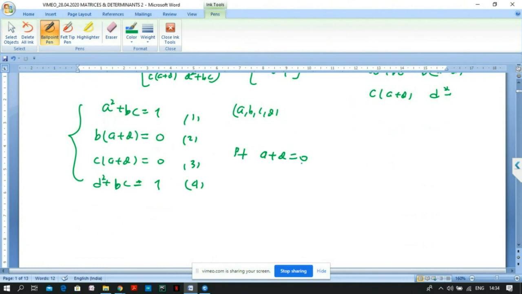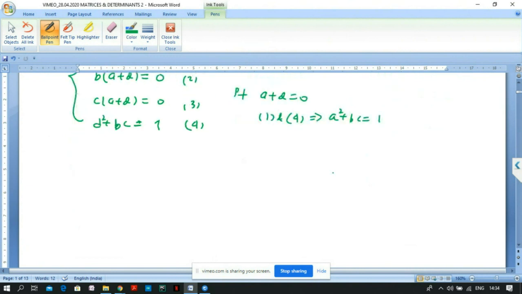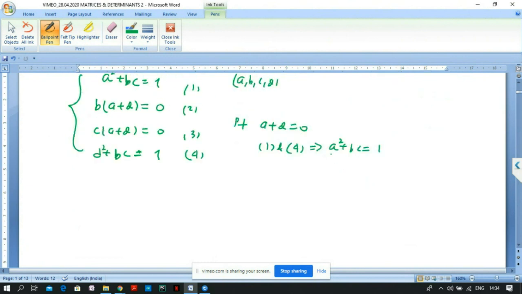But if A plus D is 0, then 1 and 4 both imply the same thing, because A is minus D, so we'll get A squared plus BC equal to 1. So it means if A plus D is 0, we are getting just this much. Means A, B, C are not completely determined, but they satisfy some relation. So we got that x equal to, I can take, say, A equal to alpha, and then D will be negative alpha, and then let's say B is some beta, and this is some gamma. So these are all solutions such that alpha squared plus beta gamma equal to 1.